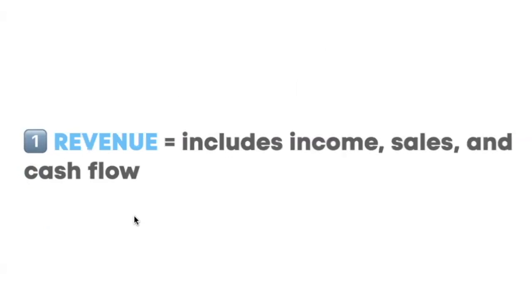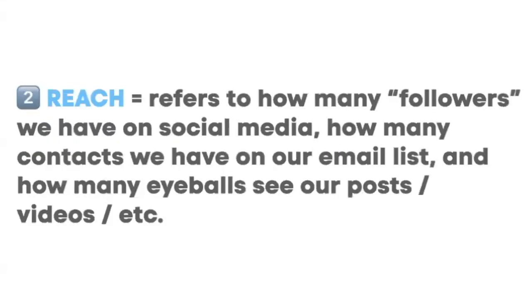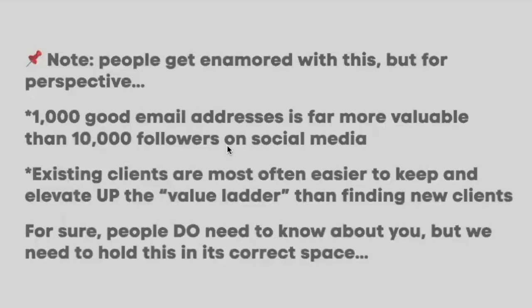Revenue, number one, includes income, sales, and cash flow. It is the gas in the tank for your business. Number two, and again, this is the order in which we usually think about these, is reach. Reach refers to how many followers we have on social media. It refers to how many contacts we have on our email list. It refers to how many eyeballs see our posts, our videos on social media, on YouTube, on all the other places, on our landing pages. That is our reach. Most businesses are concerned with revenue first, and then they're concerned with reach.